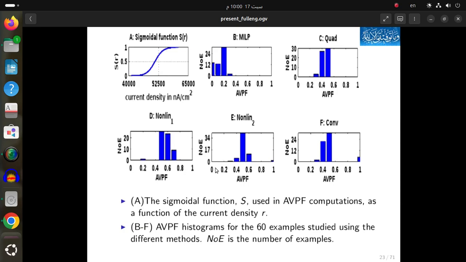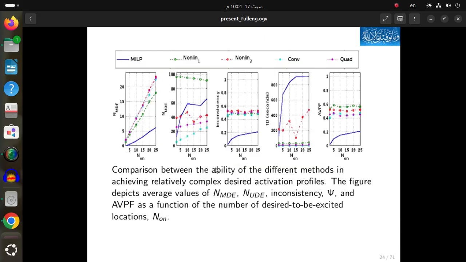In this study here we try to report the number of missed desired locations, the number of locations excited by mistake, the inconsistency we defined earlier, the time to solution, and the average probability of failure. We study them for the different methods, and we study them against the number of target locations. How many locations are desired to be excited?